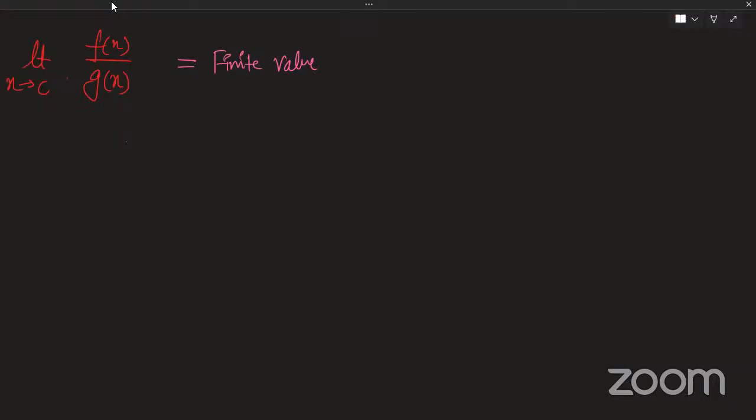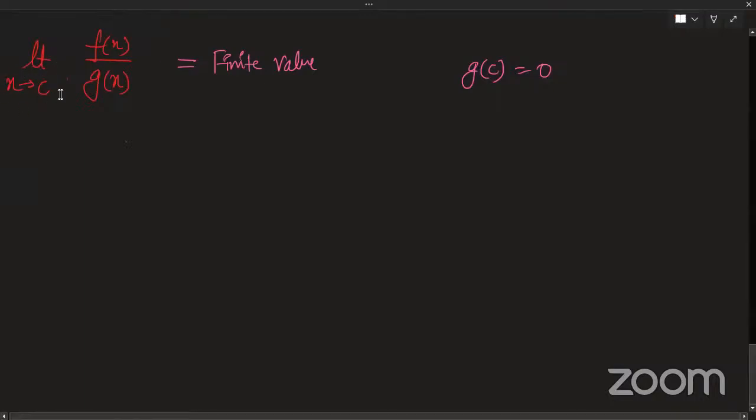When you go for inputting the value, you first go and input your value to check which form this is. So you get that g of c is equal to 0. Basically, you substitute the value in f of x and in g of x to check which form it is coming. And you get that the denominator is tending to 0.